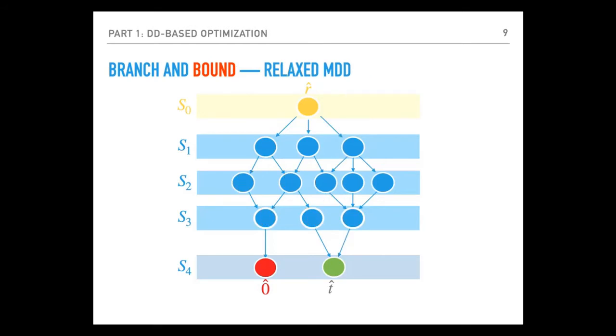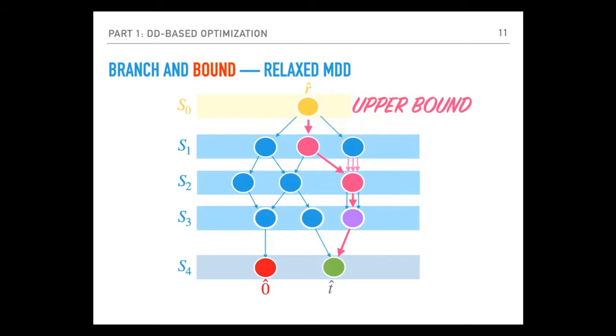The second type of bounded width MDD is called relaxed MDD. Instead of just deleting nodes, this one chooses to merge them. Provided that the relaxation that you use to merge nodes is correct, the longest path in your MDD is going to be an upper bound on the optimal solution.